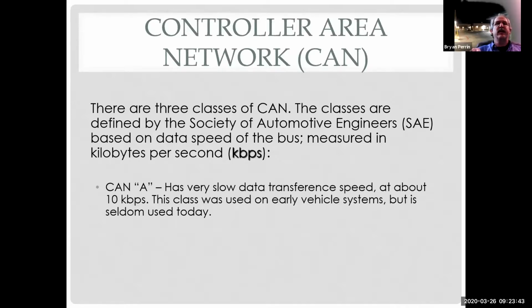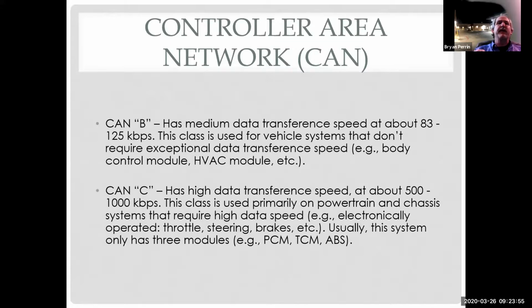Now, not so much. This is used on early vehicle systems, seldom used today. GM does continue to use this for a lot of their body control stuff. CAN B is used a lot today, but not used for powertrain control systems. Medium CAN data transfer speed, about 83 to 125 kilobits. This class is used for vehicle systems that don't require exceptional data transfer, such as body control module, HVAC, etc.